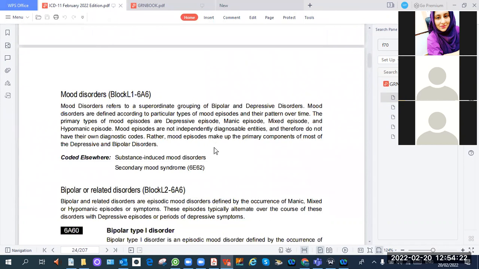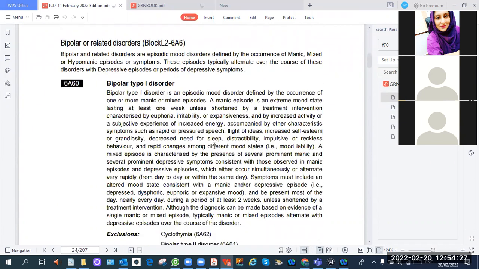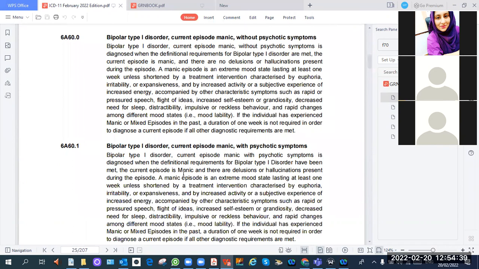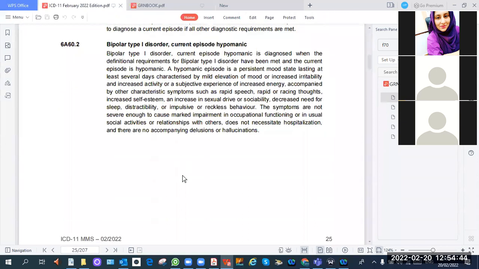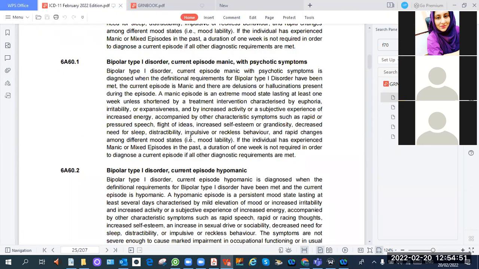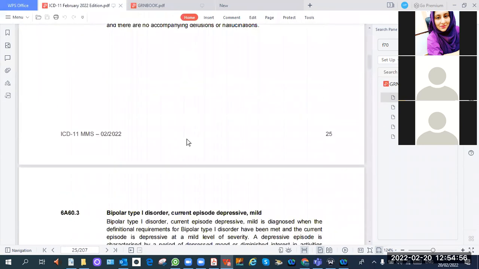Mood disorders. So the mood disorders could be bipolar or related mood disorders. Bipolar type 1 and type 2 are separated now. Now they will say type 1 disorder, current episode mania without psychotic symptoms in the same way as ICD-10, or with or without psychotic symptoms, or it could be hypomania. If it is hypomania, then there will be no psychotic symptoms. It has to be mania with psychotic symptoms. If there are psychotic symptoms, you will say it is mania.